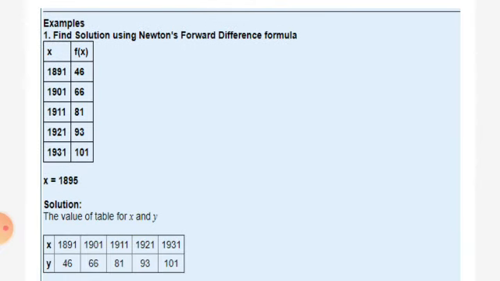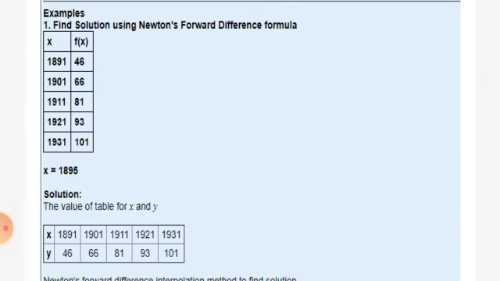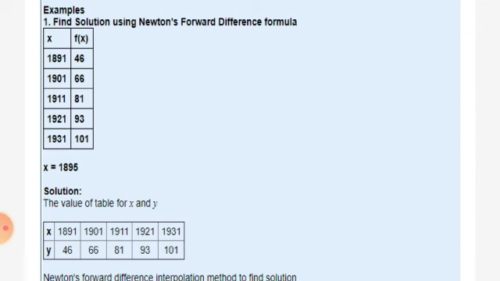Now, let us see one question. Find the solution using Newton's forward difference formula. Here, the values of x and y are given. We have to find the value of y for x equal to 1895. We have to see here that the values of x are equally spaced, and what is the difference here? It is h, it is 10. So we have to apply Newton's forward interpolation formula because the difference of x is equally spaced.